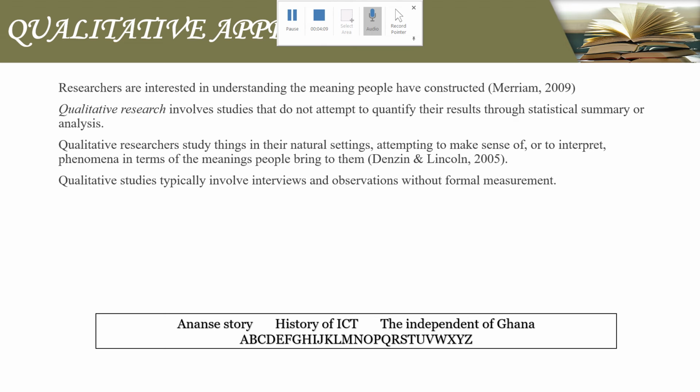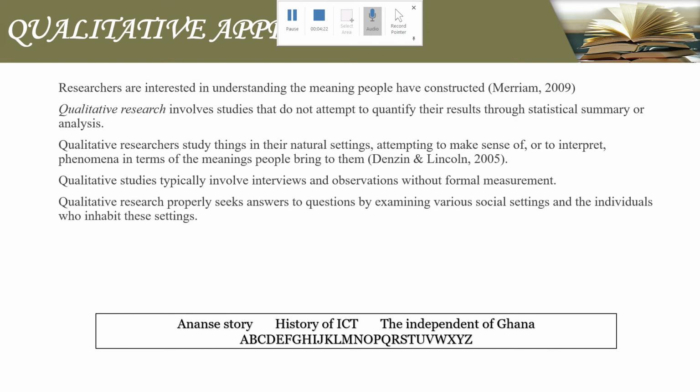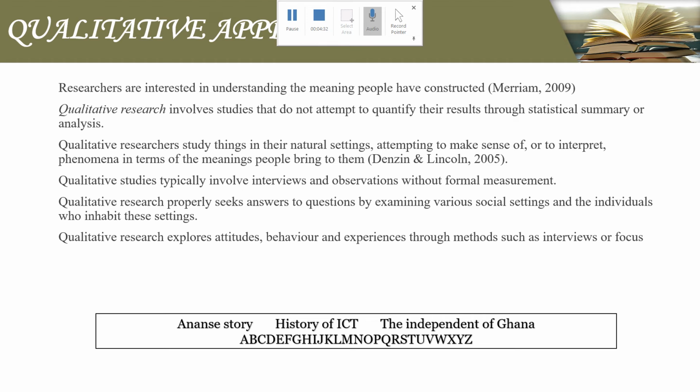Qualitative study typically involves interviews and observation without formal measurement as some of the research data collection instruments for gathering data. Qualitative research properly seeks answers to questions by examining various social settings and the individuals who inhabit these settings. Qualitative research explores attitude, behavior, and experiences through methods such as interviews, focus group discussion, and others.